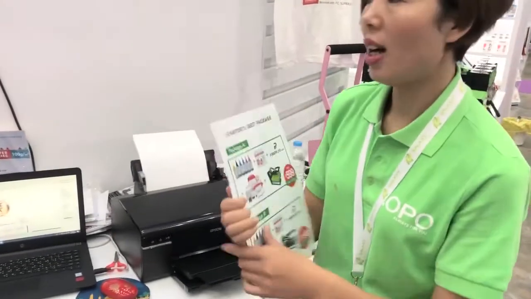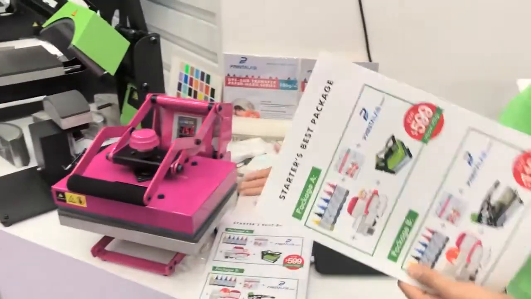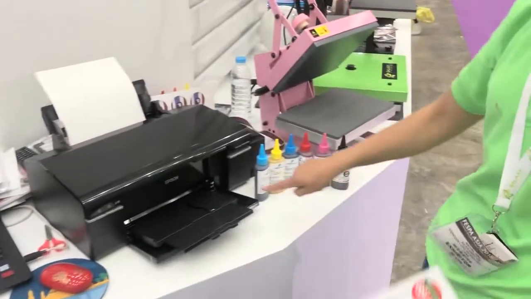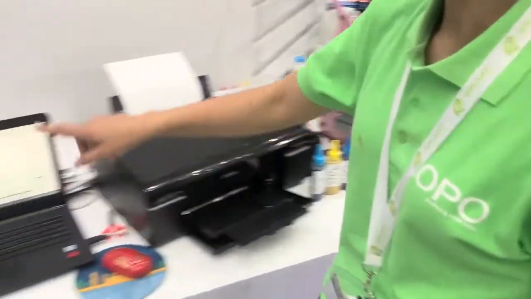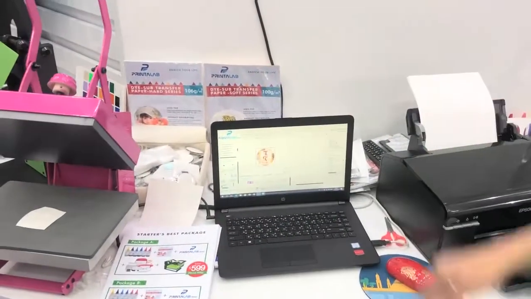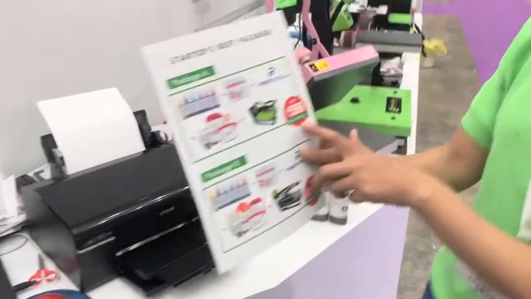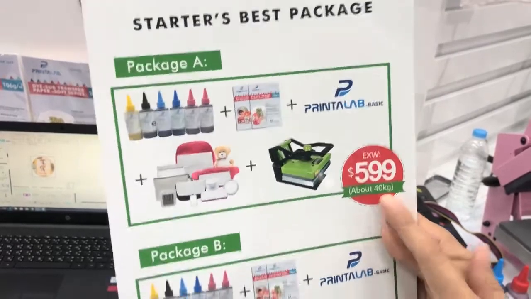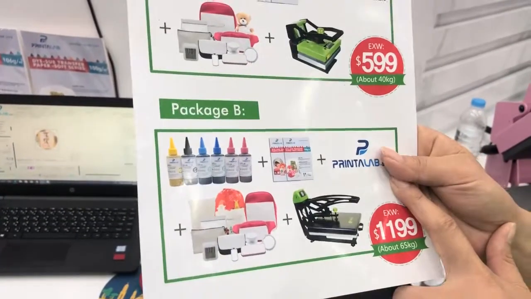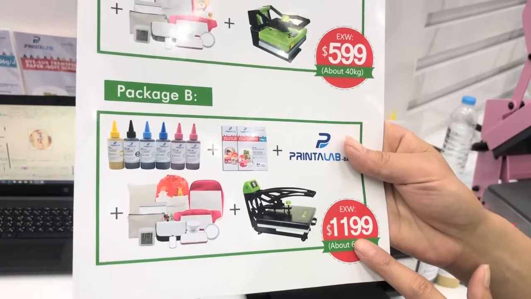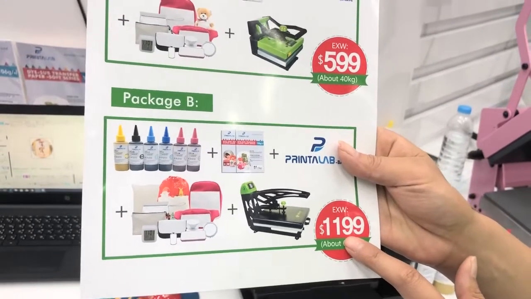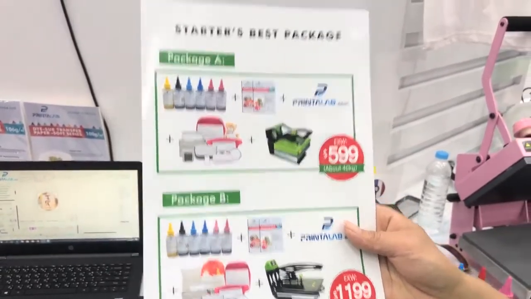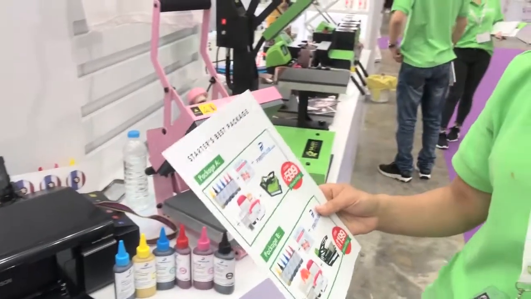Okay, with this new software, we got a starter package ready. With the hobby heat press machine, a set of inks and some paper. And for the basic type, the price is $599. For pro type, the price is $1,199.